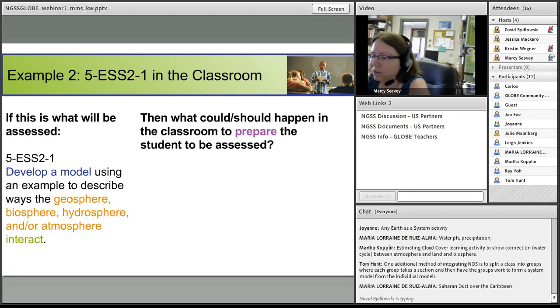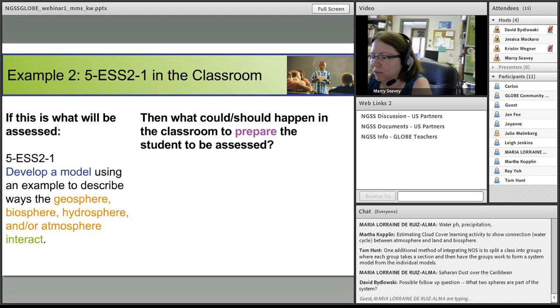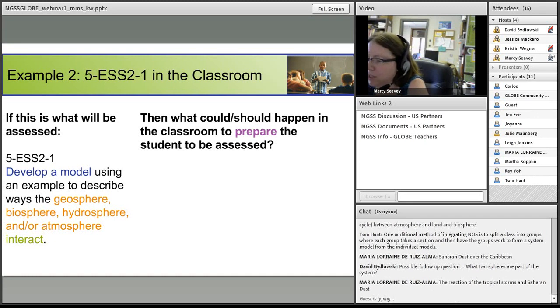The estimating cloud cover learning activity to show connections between the water cycle, atmosphere, land, and biosphere. One additional method of integrating nature of science would be to split the classroom into groups where each group takes a section and have the groups work to form a system model of their individual models. I like that idea. Saharan dust over the Caribbean.